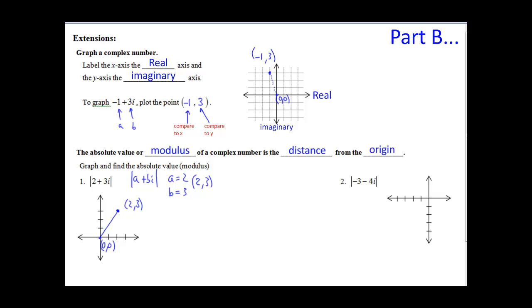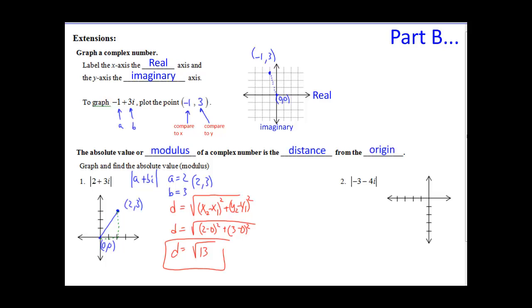If you remember about distance, we draw this little triangle, and you actually have the Pythagorean theorem. If you remember the distance formula from geometry, d is equal to the square root of (x2 minus x1) squared plus (y2 minus y1) squared. In our case, it's the square root of (2 minus 0) squared plus (3 minus 0) squared, which is really equal to the square root of 13.